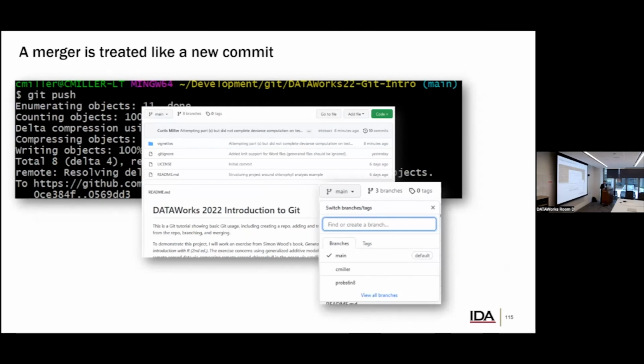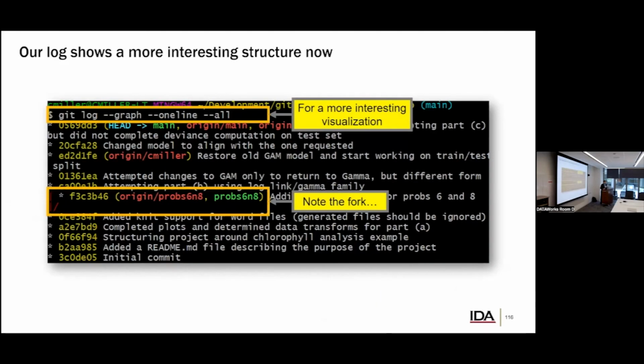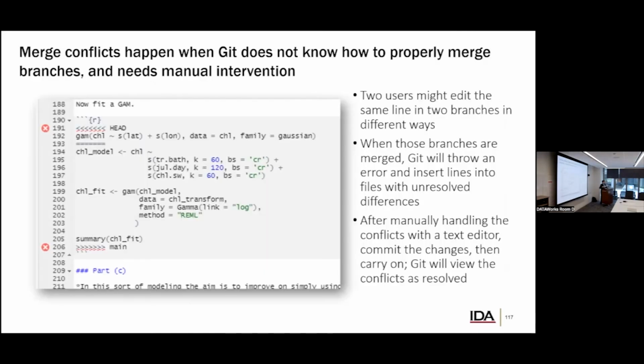A merge is going to be treated like it's a new commit, and because it is an important step in that project, we can look at the log and we can see how things have changed. In this case, the merge process was very smooth. It was very easy for Git to figure out how to do that merge.